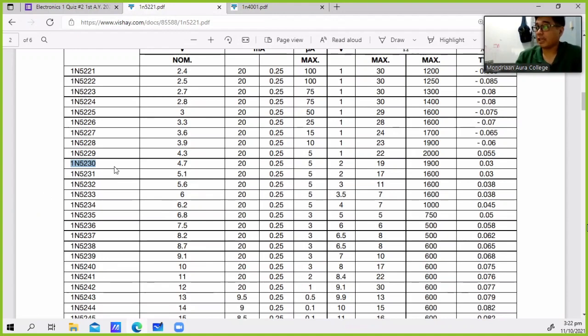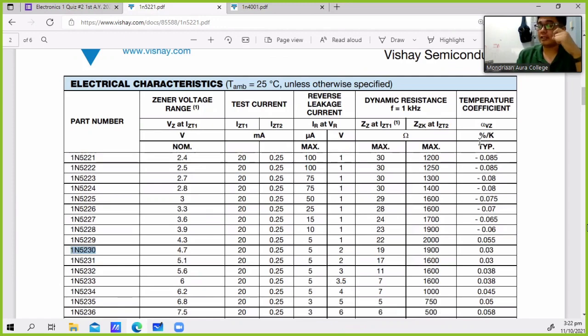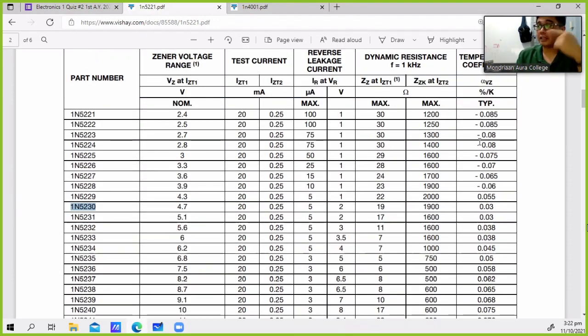Okay? But it has a temperature coefficient of positive 0.03. So, ibig sabihin yan, kada 0.03% increase in temperature, nagkakaroon tayong increase in voltage. So, habang umiinit, lalong tumataas yung voltahe. Okay? Ito naman sa mga negative, habang umiinit, lalong bumababa yung voltahe. So may effect ang temperature doon sa ating tinatawag na Zener voltage.